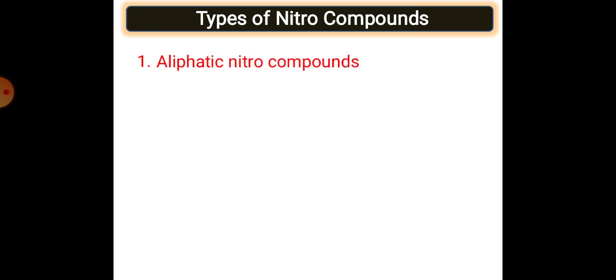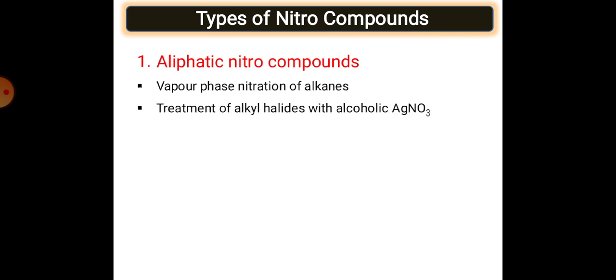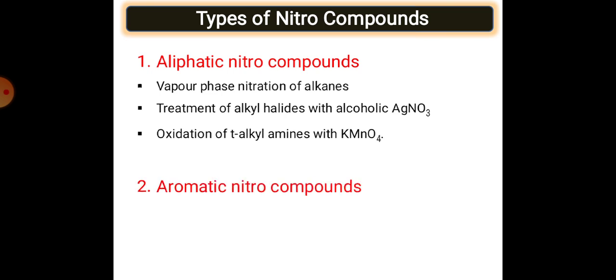Classification of nitro compounds. The classification is based on the type of carbon attached to the nitro group, whether it is aliphatic or aromatic. We can synthesize aliphatic nitro compounds by nitration of alkane in the vapor phase, by treatment of alkyl halide with silver nitrate, or by oxidation of tertiary alkyl amines with potassium permanganate. So these are the three methods, particularly for aliphatic compounds, but the topic of discussion here is only aromatic nitro compounds.